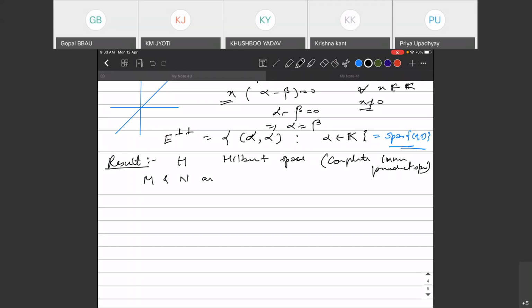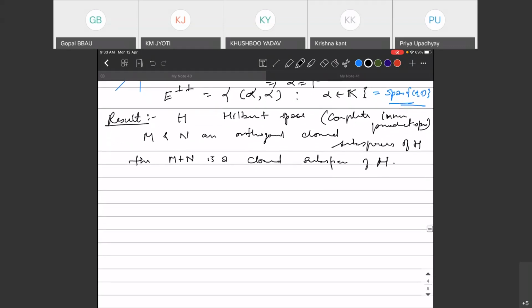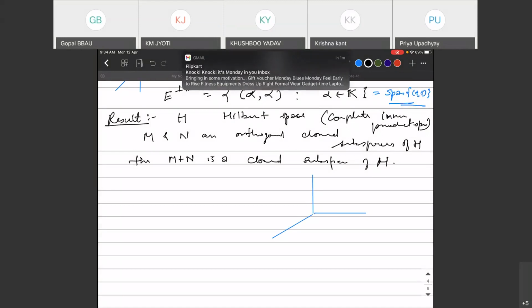If M and N are orthogonal closed subspaces of H, then M plus N is a closed subspace of H. So you all know how we see this. Say we are in R3. In R2 it is easy to see, but let's see we are in R3. You know R3 is a complete inner product space, hence it is a Hilbert space.